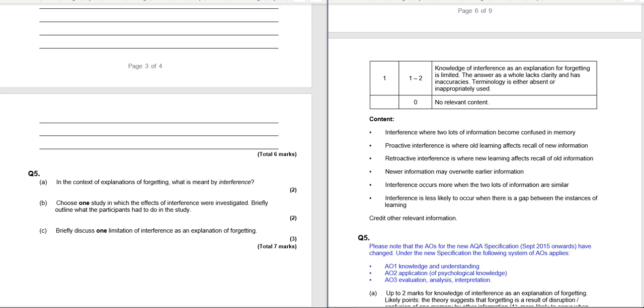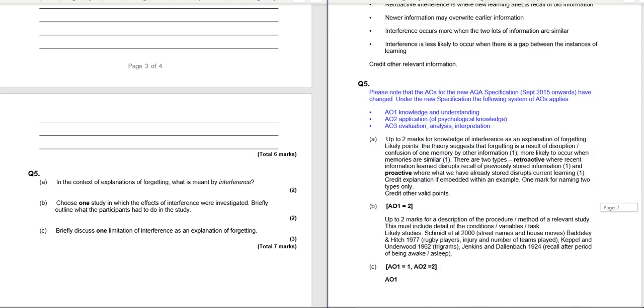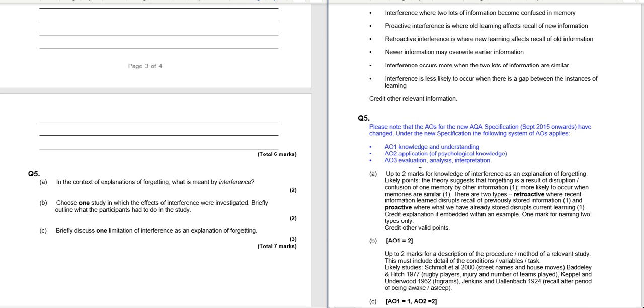So if we have a look here at the mark scheme, question 5, 2 marks for the knowledge of interference as an explanation. So, for example, interference is likely to occur when memories are similar, something like that. For example, when previously stored information disrupts the recall of newly stored information, or vice versa. You don't have to name the actual types, but that would be one route to getting that.